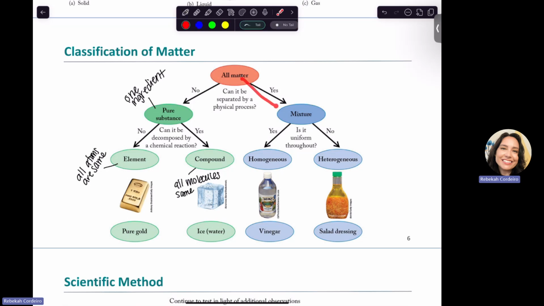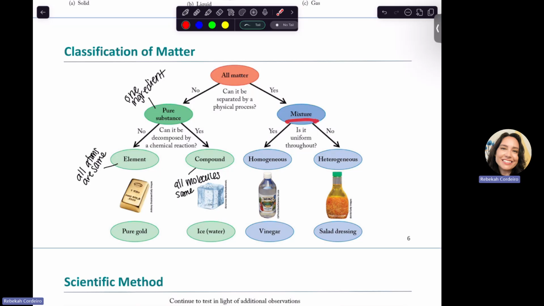You can separate a mixture by a physical process. For example, if I have salt water, I could boil the water off and separate the salt and the water. Then I have a mixture. Or if I have a pepperoni pizza and I don't like pepperoni, I can take off the pepperoni. That's a physical process that I did to separate that.